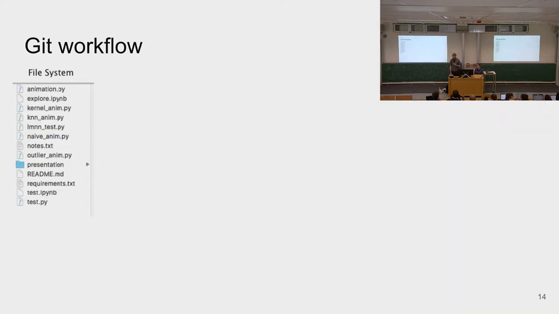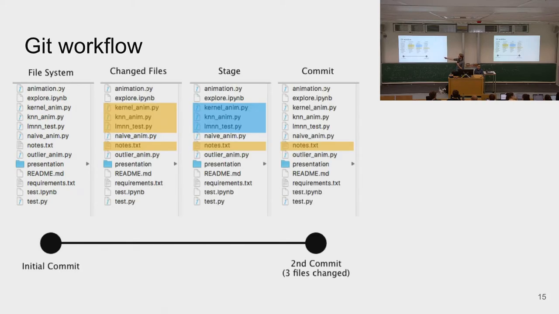Okay, so what would be a normal git workflow? Well, first of all, you have your file system, and then you work on some files. So imagine we change these four files. We have to add them such that they're staged. And imagine now we didn't want to add our notes in this commit, such that we only added these three files. And then we committed.